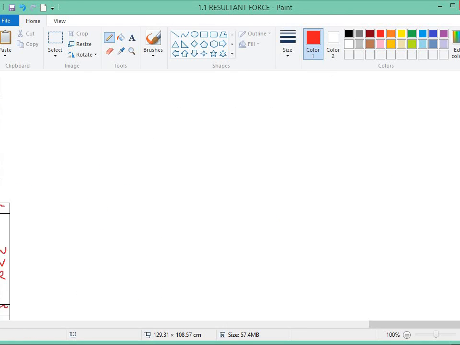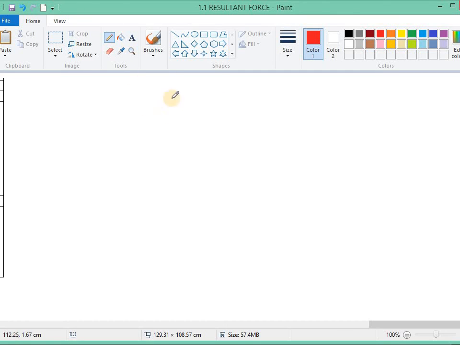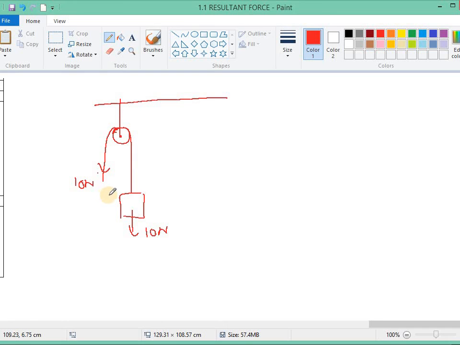That means like this. Let's say the example just now. If this is 10 Newton, then you need to pull with 10 Newton, right? But if you have two pulleys, you can actually multiply the force, like this.